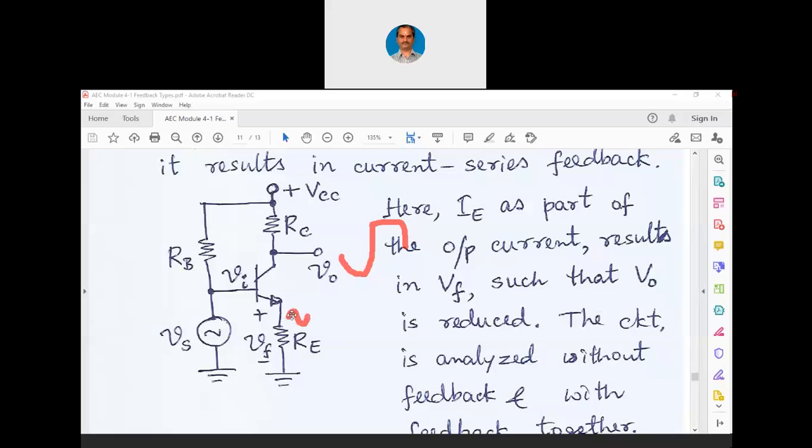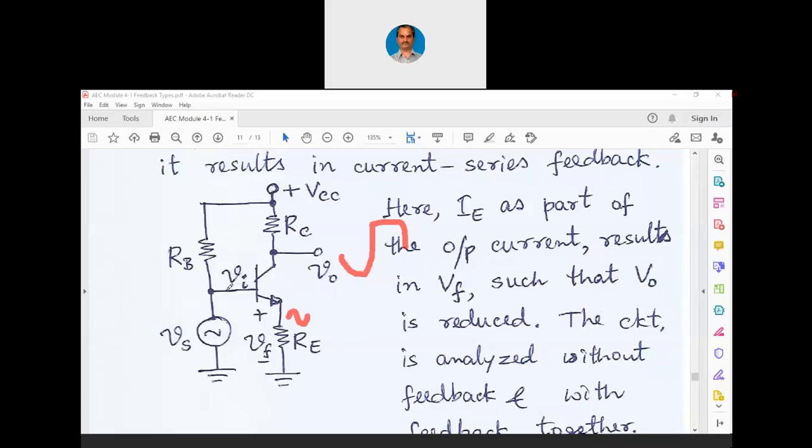Now when the signal remains as AC here, the change in the emitter current is working as a feedback. As I had discussed in the emitter follower, the same thing holds good here also. There is a reverse bias between base to emitter junction. So IE as part of the output current results in VF such that V0 is reduced now. As there is no bypass capacitance, output voltage gets reduced and this results in the negative feedback.